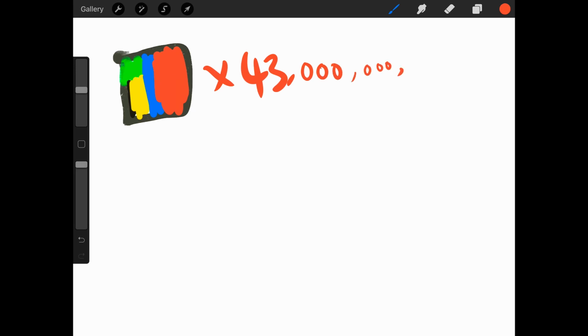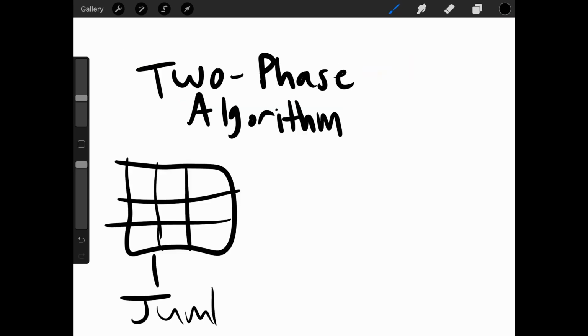There are 43 quintillion possible solvable orientations on the Rubik's Cube, and computers just did not have enough memory at the time to deal with that. So the alternative would be to solve each of those positions using some sort of algorithm that would solve the cube in an extremely efficient way. Here's where the two-phase algorithm comes in.